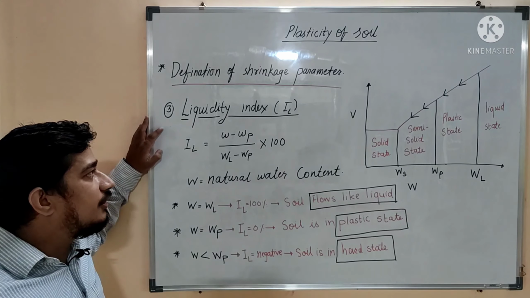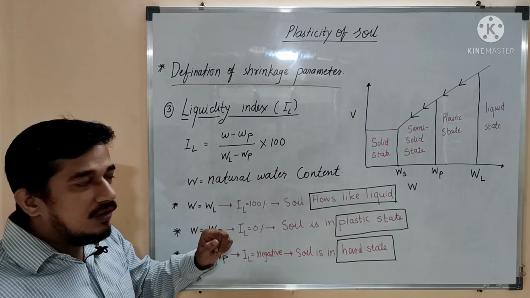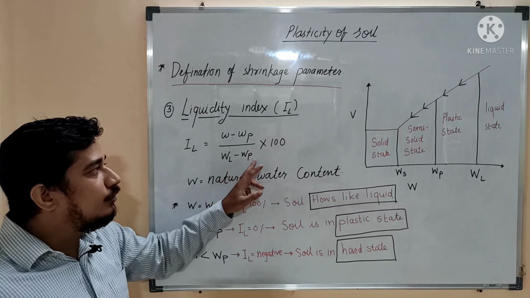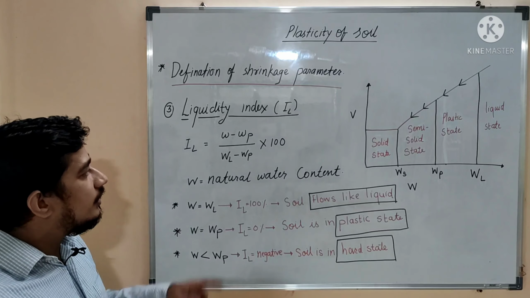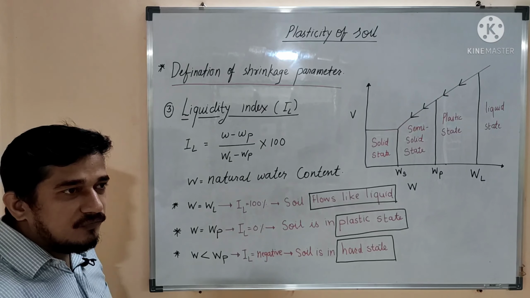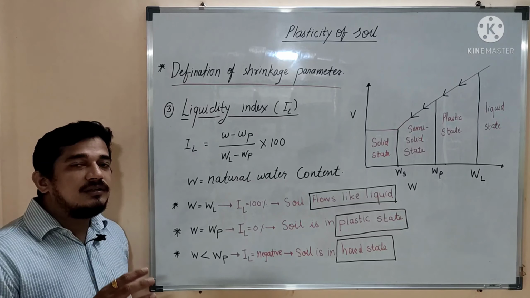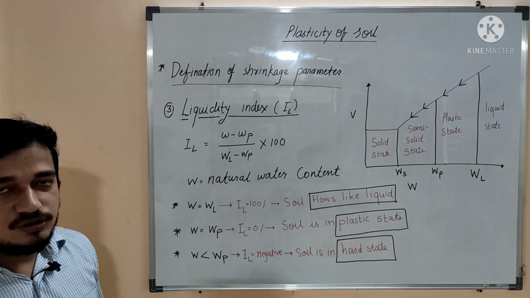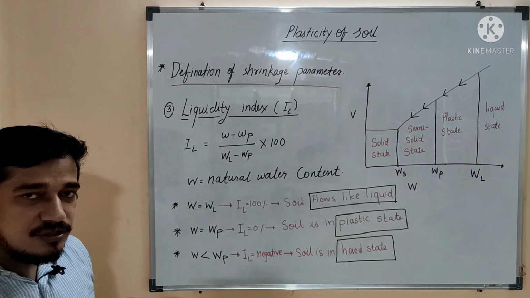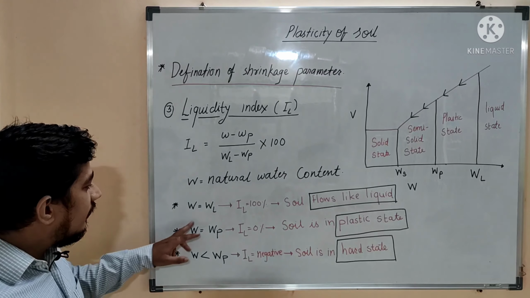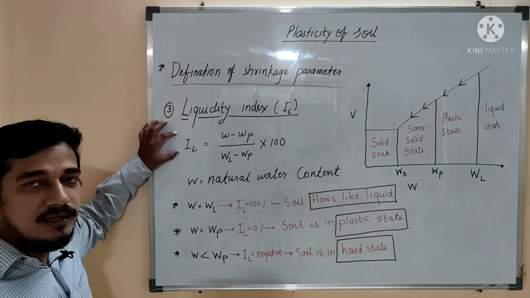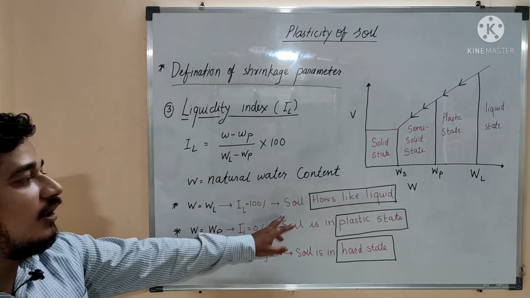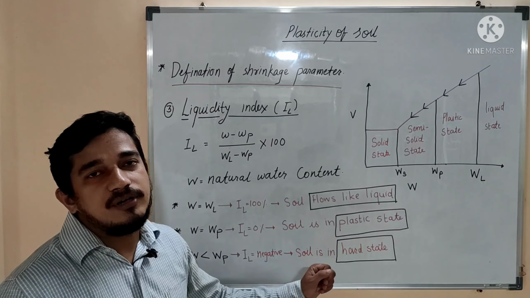So the next parameter is the liquidity index denoted by symbol IL, and it has the formula (W minus WP) divided by (WL minus WP), multiplied by 100. Okay, so this WL minus WP is nothing but the IP. The liquidity index indicates the nearness of the natural water content of a soil to the liquid limit of that particular soil. So let us take an example. If the natural water content of a soil is at the liquid limit, then the liquidity index will be 100%. So when the liquidity index is 100%, it indicates that the soil is flowing like a liquid, or it will be in a liquid state.